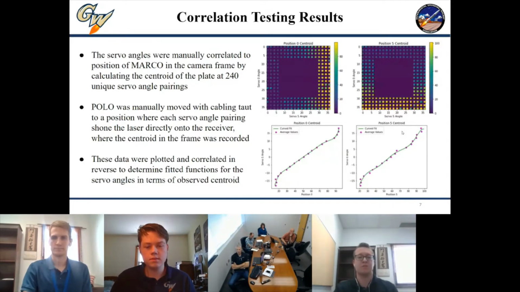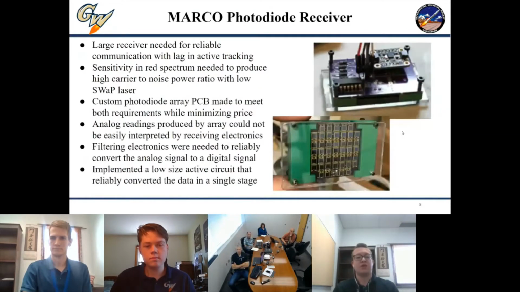In the next slide. And then both the relative motion requirement and low SWaP laser requirement had major impacts on the design of our team's photodiode receiver. In particular, we needed a receiver large enough to allow for reliable communication of data despite lag between movements of the Marco receiver and the following laser gimbal. Also, to produce a high enough carrier to noise power ratio to reliably reconstruct the data sent over laser, we needed photodiodes that had heightened sensitivity to the red light spectrum.